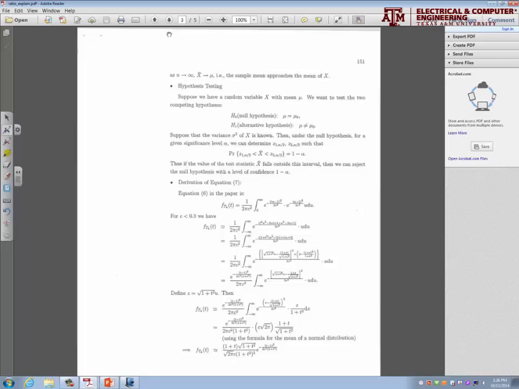This here is basically the derivation of a particular equation in the paper. As we go through the paper, later on you can look at this. There's an equation 6 in the paper where they come up with the probability density function for the ratio. Then you have to perform all these integrals to come up with the next equation that is used in the paper.